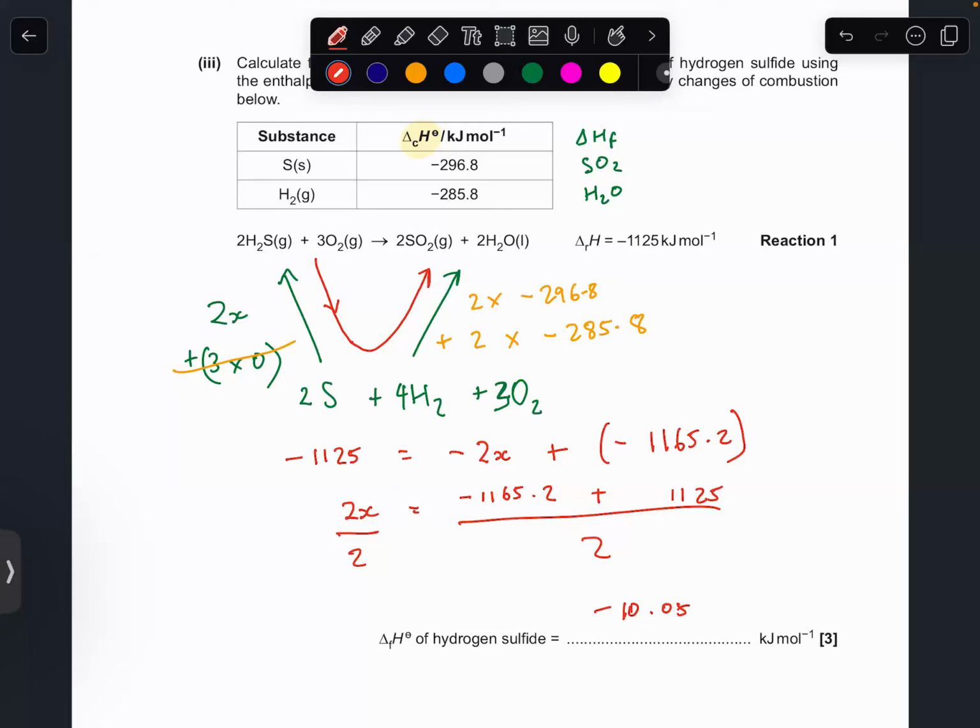They've not asked for a specific precision. I'm just looking, does it say up to calculator value? Yeah, the question hasn't said. Sorry, wait one minute. Bear with me. Let me redo the calculation. Minus 1165.